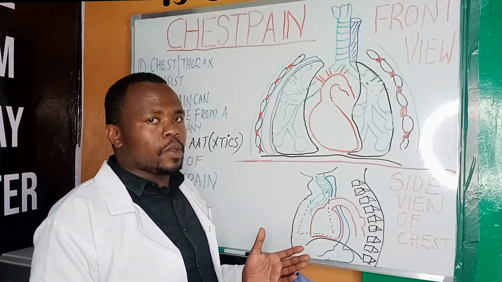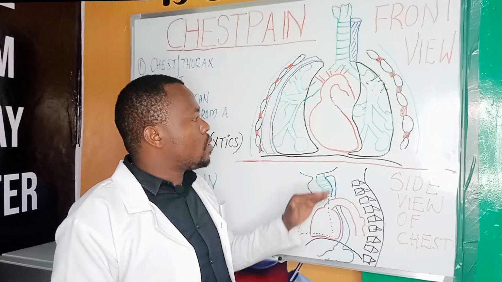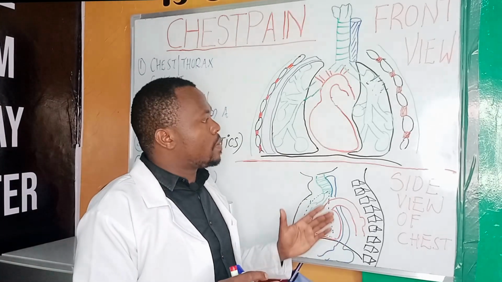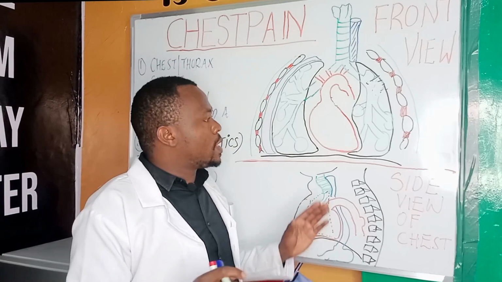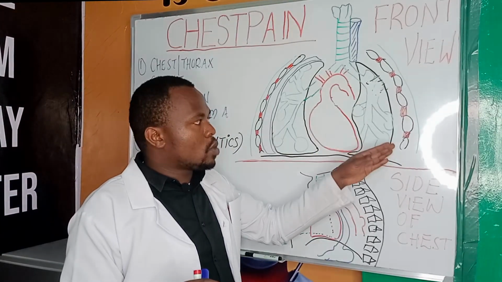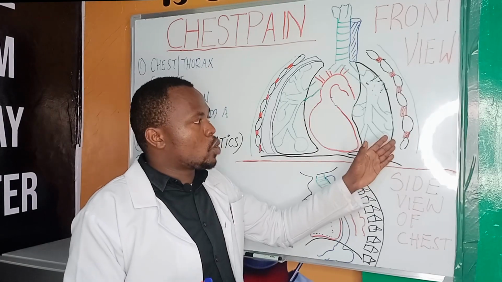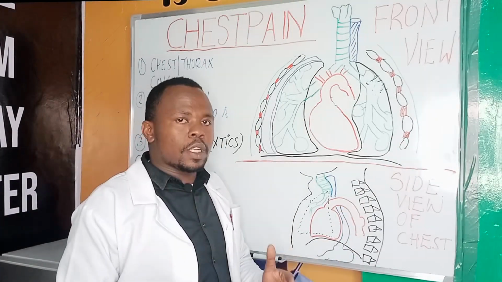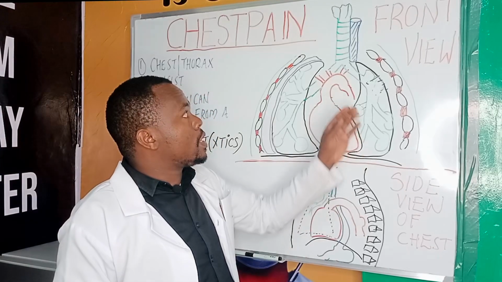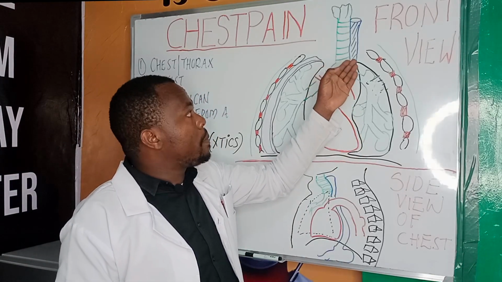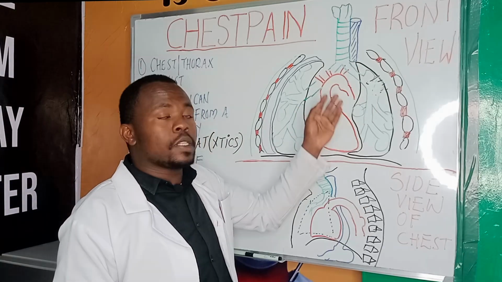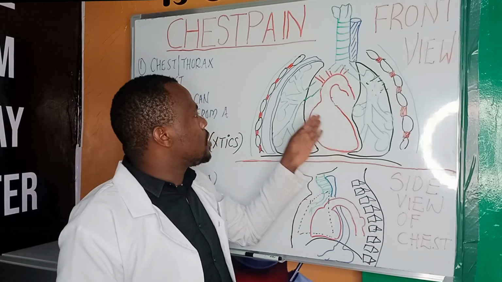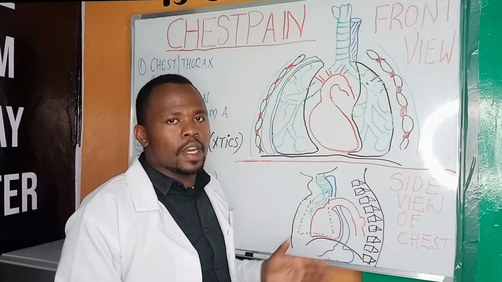I'll do another video because this is a very broad topic. I'll do another video, part 2, where I'll be discussing those diseases that cause chest pain that are related to the chest wall. That is the bone, the muscles, and the skin. For now, I'm going to discuss those diseases that can cause chest pain: the diseases of the trachea or windpipe, the food pipe, the heart and blood vessels, the lungs, the bronchus, and the outer layer that covers the lungs.